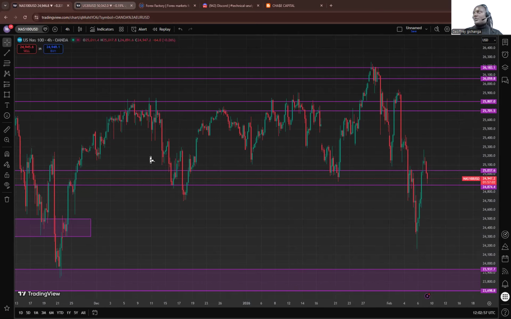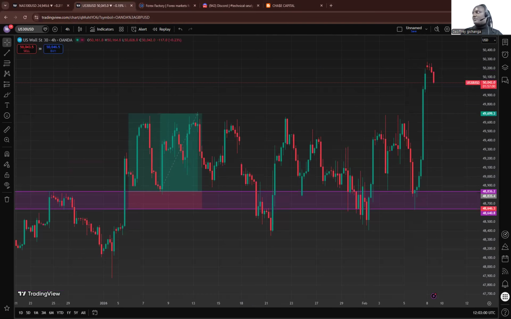Then for US30, we've already tapped into the areas of 50,200. I'd want to see price retrace back to 49,700 or 600 because this was the previous all-time high. A retest of the previous all-time highs before potential continuation of the rally higher. So a retest of 49,600, then you see price pushing to the upside and forming new highs.